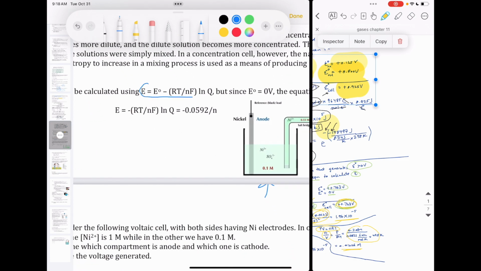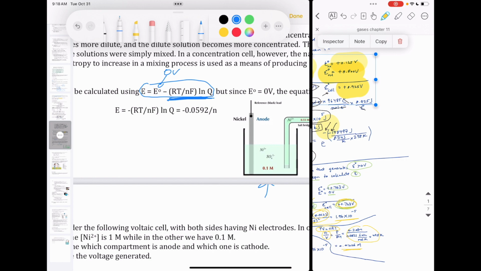Okay, and the reason there's a voltage here is because of the following. If you look at your Nernst equation, which is this one right here, if you have the same electrode on the anode and the cathode, your E naught would be 0 volts, right? Because there's not going to be any difference, because you're oxidizing in one and reducing in the other, but it's the same component. But then it's this part of the cell that's going to actually generate the voltage.